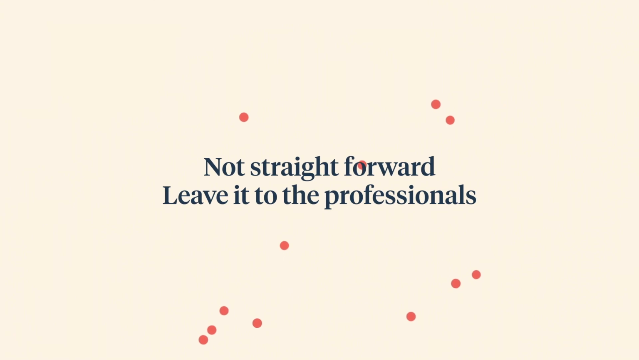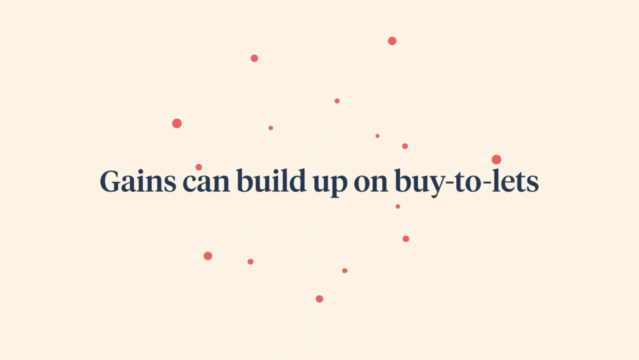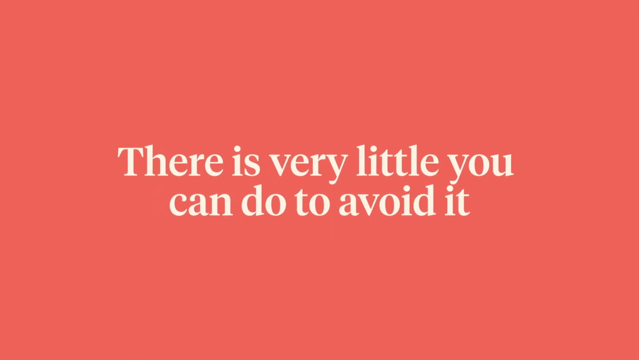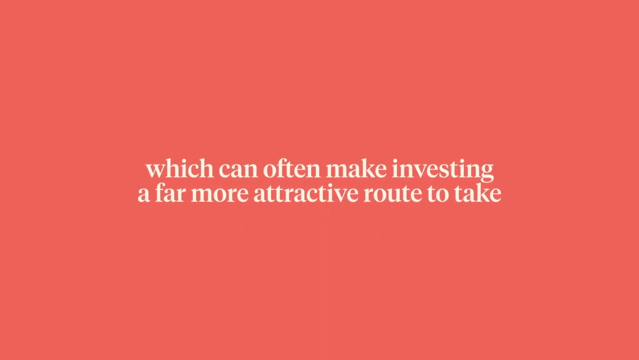One asset where it is much harder to make use of your annual CGT allowance is property. Unfortunately, you can't really sell portions of a property in the same way you can an investment portfolio, so gains can really build up on buy-to-lets. Fortunately, CGT is not applied to your primary residence, but there is an additional 8% applied to any other properties you own, which of course means that 18% and 28% is levied for basic rate and higher rate taxpayers respectively when they sell a second property. Pretty significant sum, and there's not a lot you can do about it, which can often make investing a far more attractive route to take.